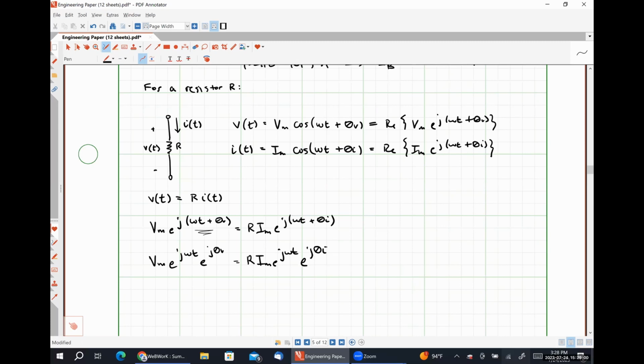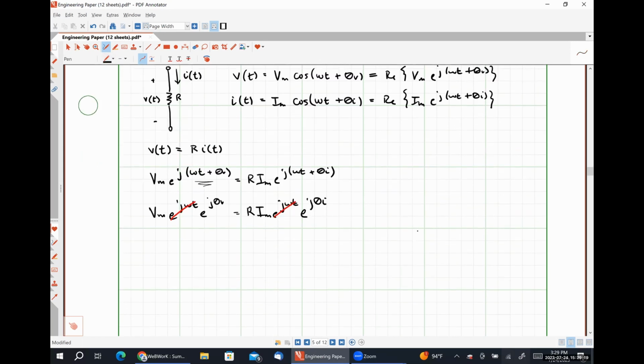I can see that there is a common factor of e to the j omega t on both sides, so I can get rid of it. Effectively, I'm throwing away the redundant information, which is what allows me to get to phasors. Okay. So this leaves me with Vm e to the j theta v is equal to R times Im e to the j theta I.